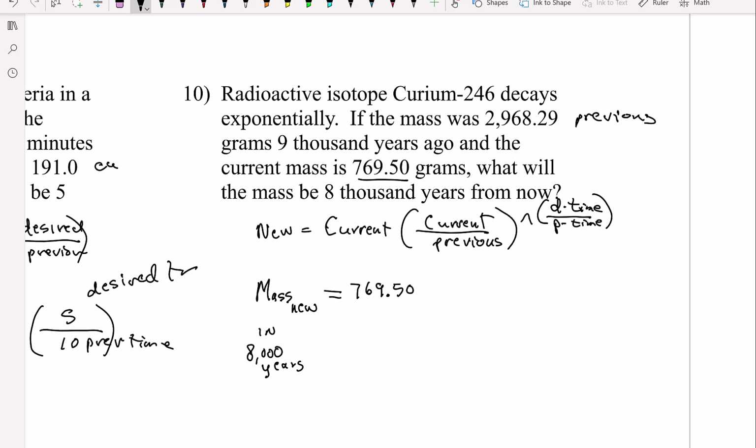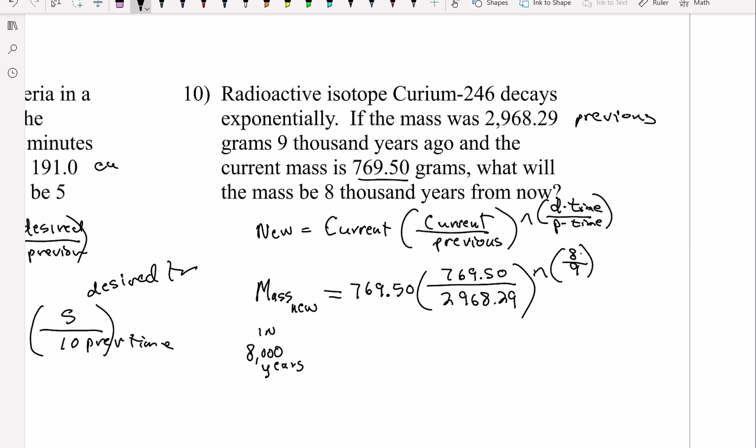769.5 or 0.50 grams, and then we're going to put that again here because this is the current mass, divided by the previous, 2,968.29. We're raising that 8,000 is the desired amount, 8,000 years. And the previous time they gave us is 9,000 years. So I guess I'm not going to put 1,000 in there. And then you just type in the calculator just like that.